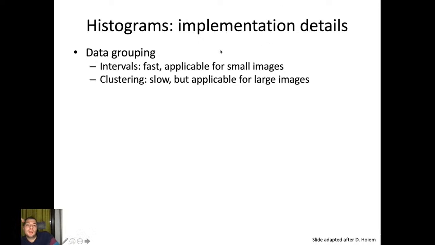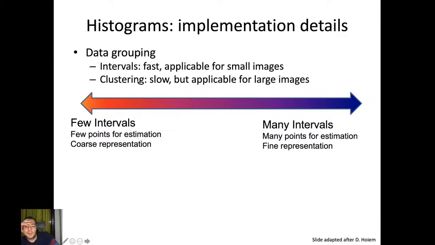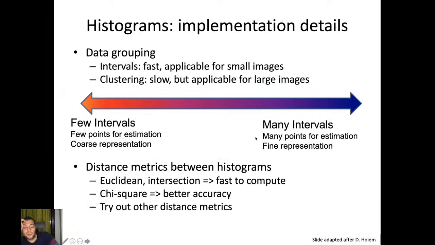So if you want to use intervals, it is faster, and it is applicable for smaller images. And if you want to use clustering, this is slower but applicable for larger images. And regarding the number of intervals, if you want to have a coarse representation, you can use fewer intervals. And if you want to have finer representation, so if you have many object classes and a higher variation of object classes, you can use more intervals.